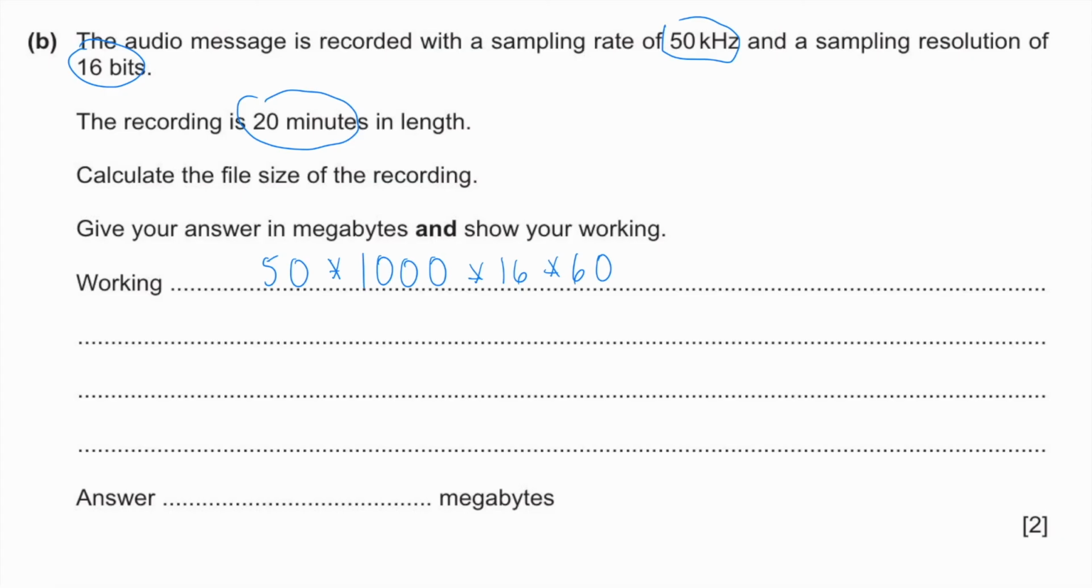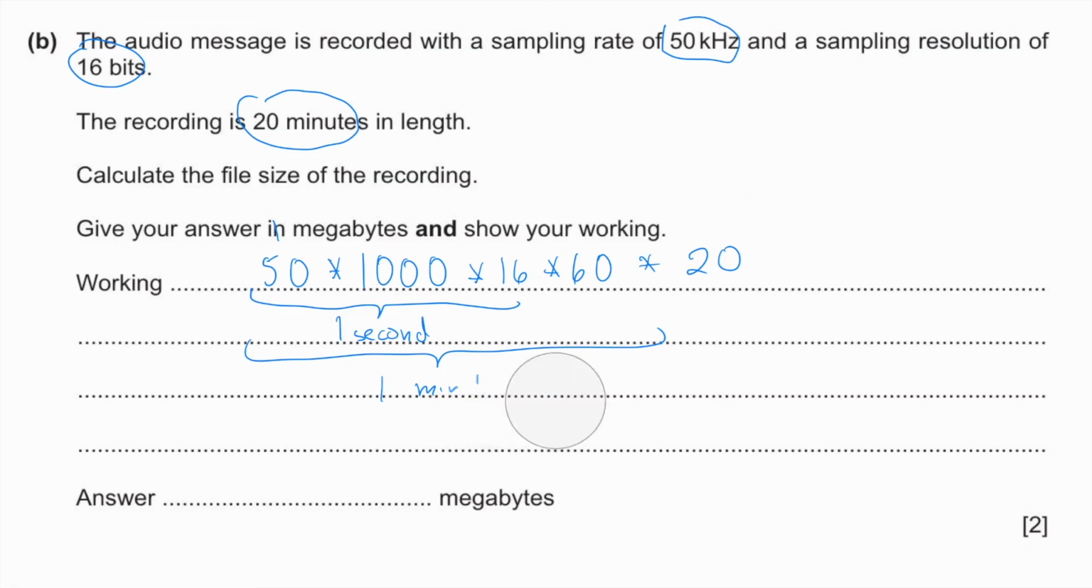So just to go over this again, we've got 50 times 1,000 samples per second, times 16 bits per sample. So this is going to be the amount of data for 1 second. And for 1 minute, we want to multiply that by 60. So this is going to be the amount of data for 1 minute. We have 20 minutes, so we want to multiply that by 20. That's going to be our total amount of data, and that's going to be in bits, because we're still working with the 16 bits figure. So right now, this is bits.